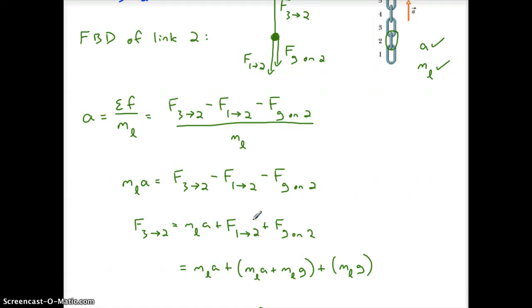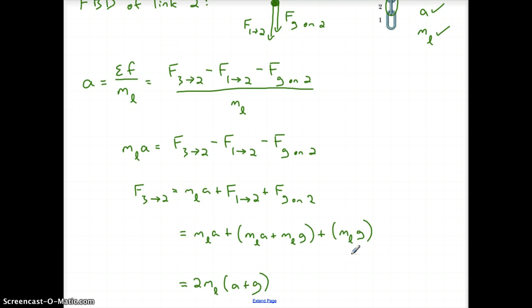So the force of link 2 on link 1 was m_l a plus m_l g, so the force of 1 on 2 is the same. And I've also substituted here for the force of gravity on link 2. It's the mass of a link times g, the mass of link 2 times g. And the rest is combining algebraically. The force of link 3 on link 2 is 2 m_l times the quantity a plus g, and so it's twice the force of link 2 on link 1.